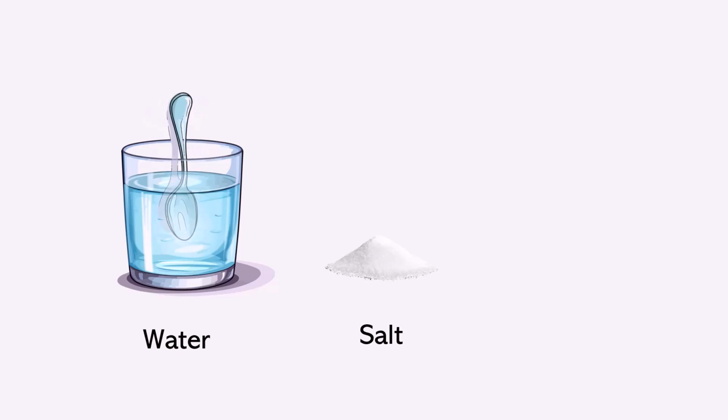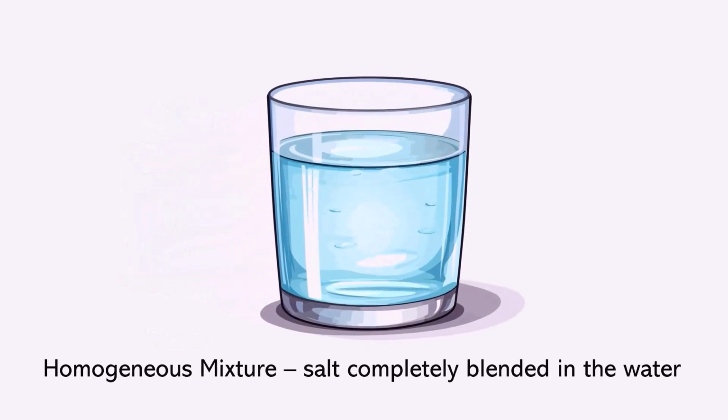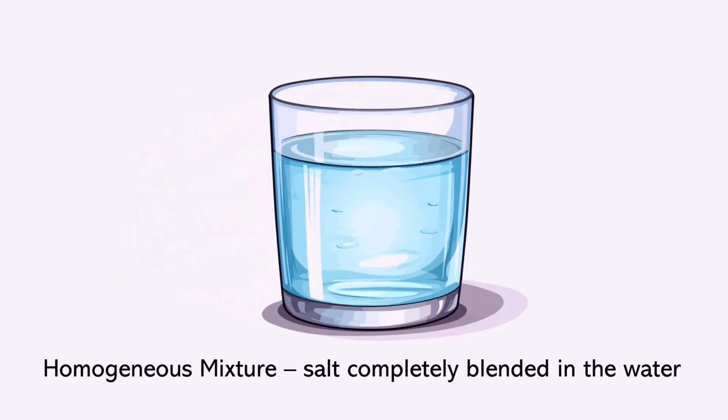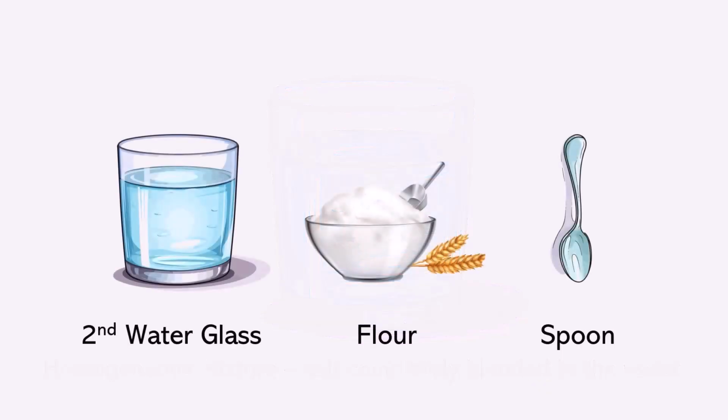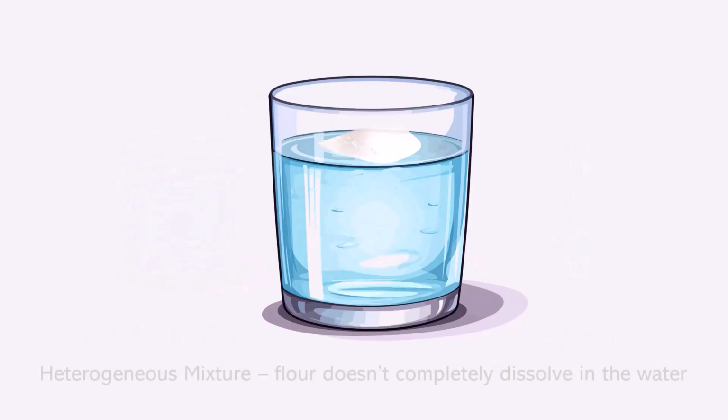A homogeneous mixture is like our salt water here. Everything blends so well that it looks the same all the way through. Now let's try something different. Add a spoonful of flour to another glass of water and stir that.